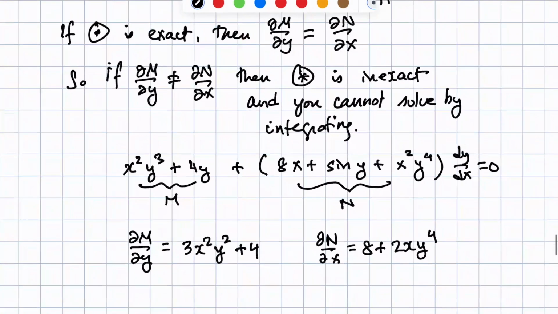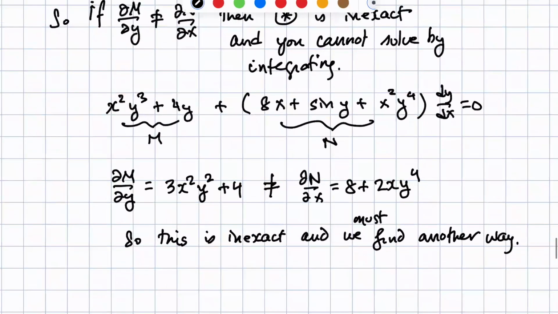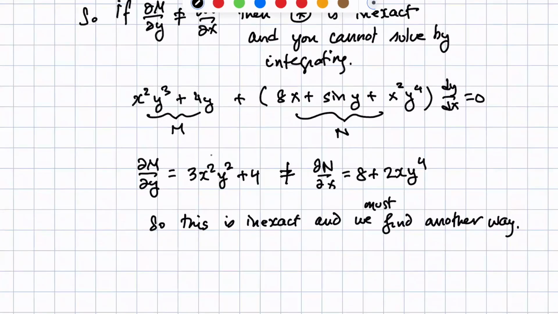I mean, they're absolutely not the same. So this problem is inexact, and we can't solve it. We must find another way. That other way is not the focus of this, but this chapter is about exact equations, and we're only interested in solving exact problems. As soon as you do this calculation and they're not equal, then you can basically say this problem is inexact and we can't do it using methods of exactness.